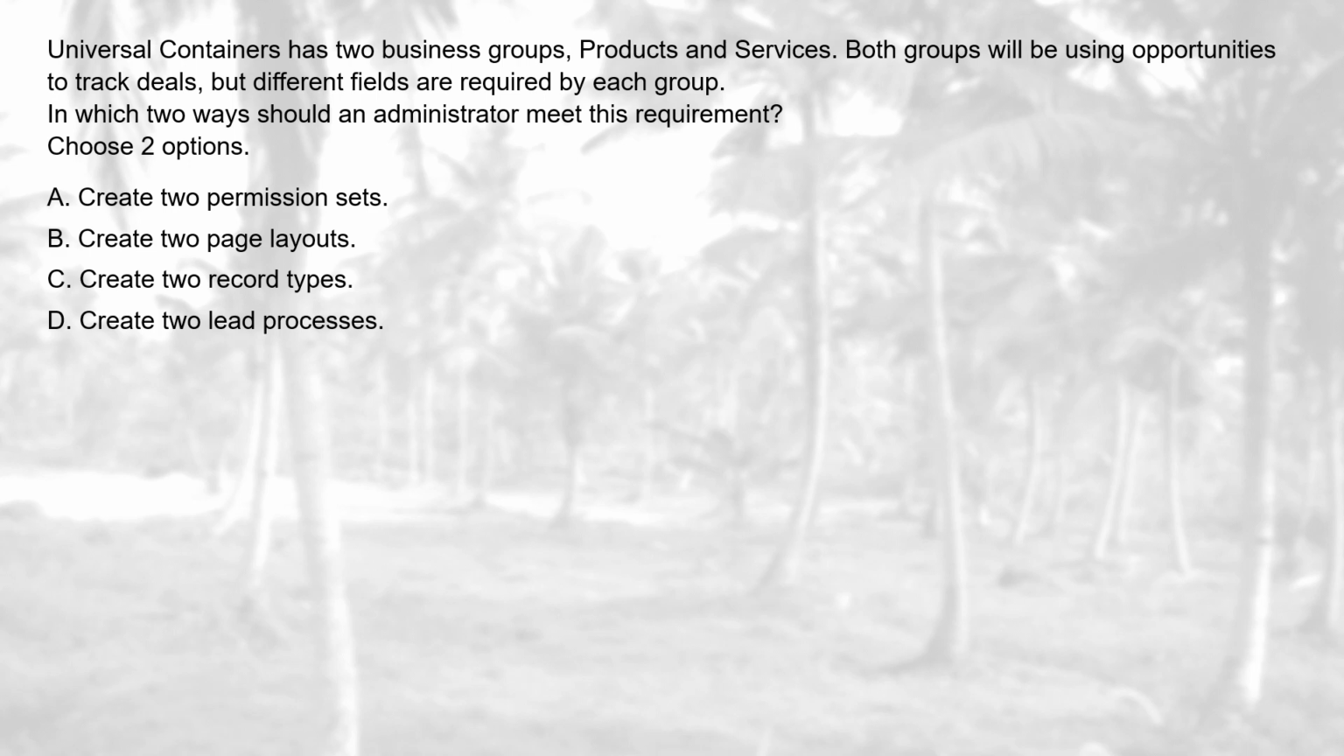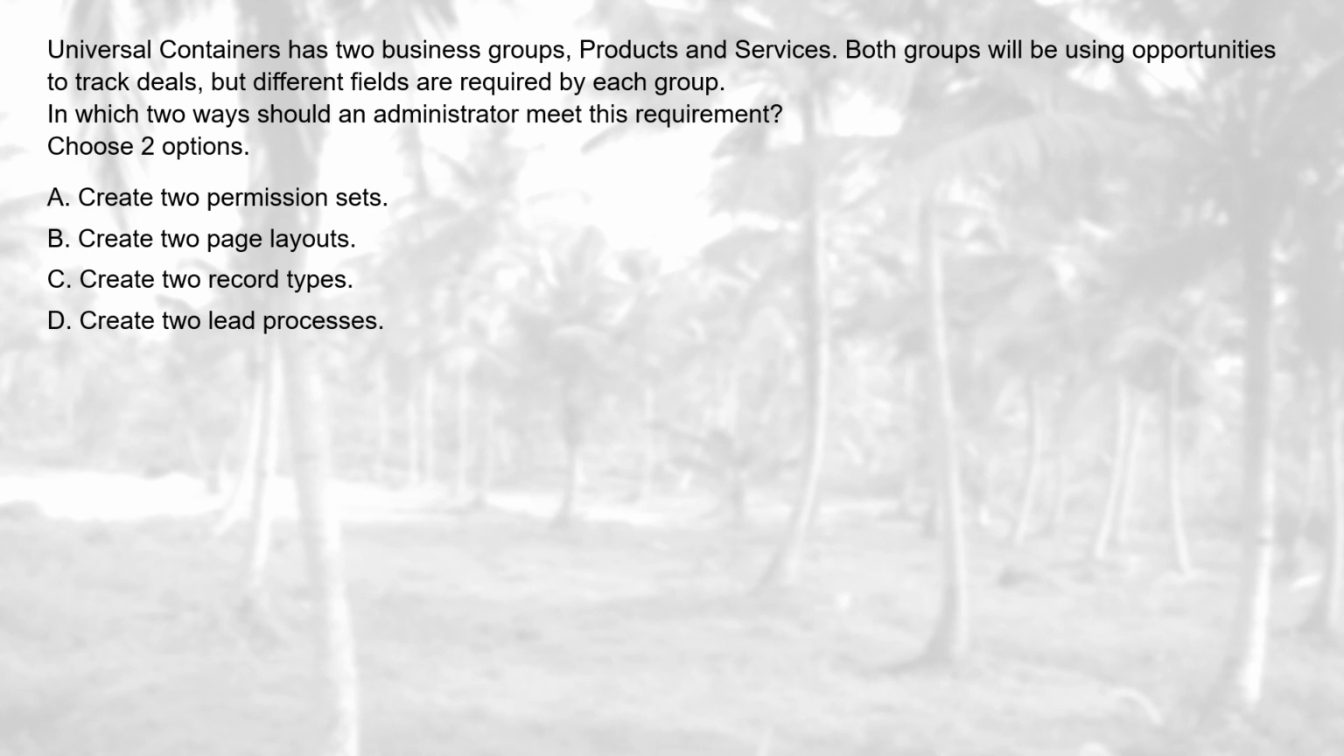So let's see what the next one is. We have create two page layouts. So this would be correct because I just mentioned through page layouts, you'd be able to choose if it's going to be the product or the service. So I'm going to go with B as a strong contender. What do we have next? C, create two record types. Absolutely, because you would need a record type for products and a record type for services. So if you create two record types, you are able to customize what fields are shown for each group based on the type of record they have access to. So I'm going to say that's a strong contender.